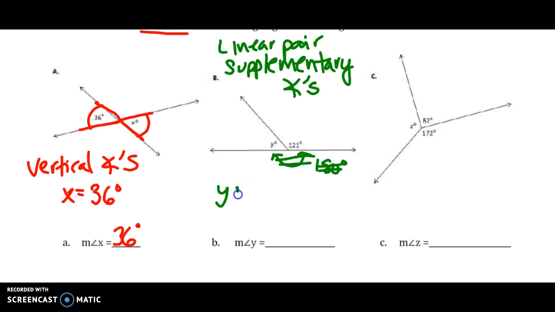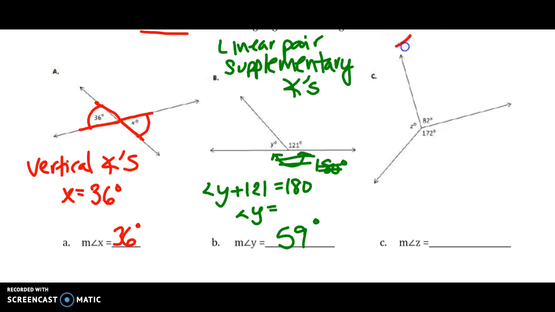So we know that angle Y plus 121 degrees equals 180 degrees. So when we subtract 121 from both sides, we get that angle Y is 59 degrees.